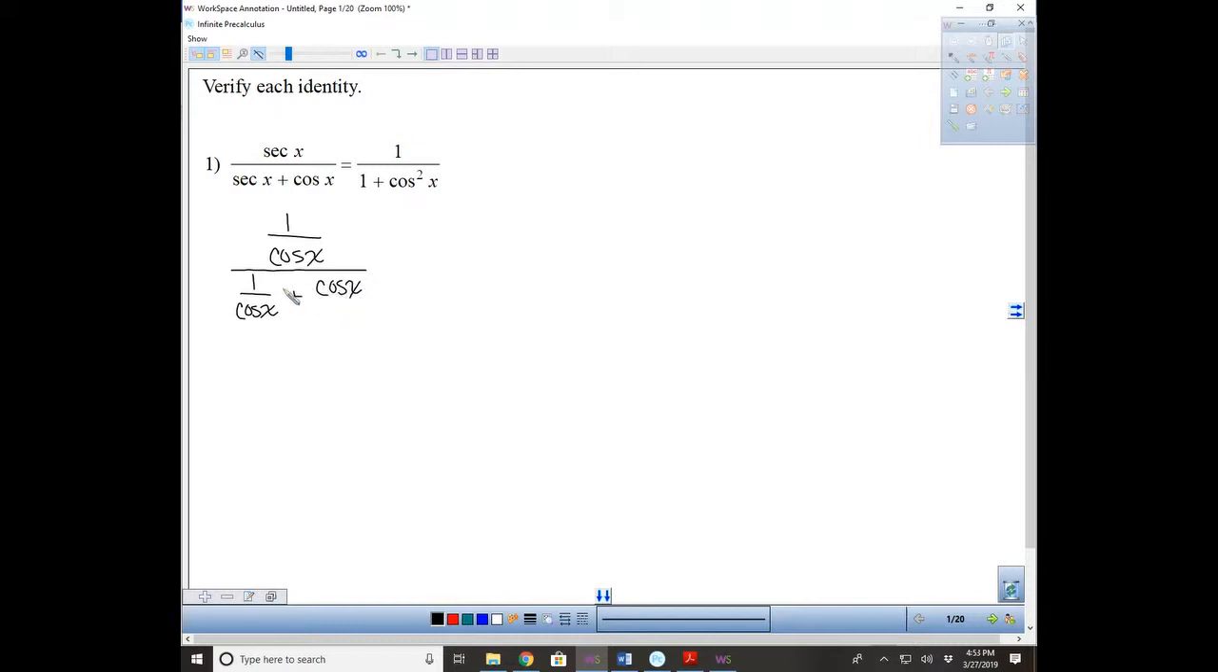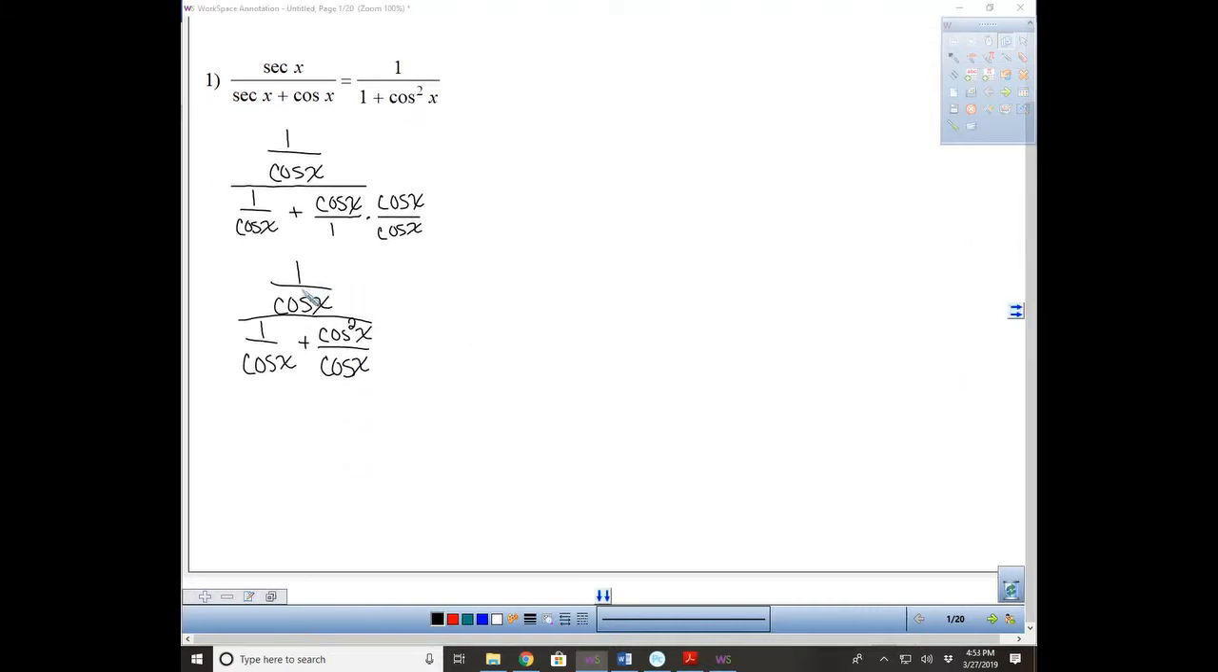But I realize that when I have two separate fractions within a fraction, I'm going to have to get a common denominator. So between these two, the smallest thing that cosine x and 1 go into is cosine x. So I'm going to multiply this side by cosine x. So on top I have 1 over cosine x. On the bottom we have 1 over cosine x plus cosine squared x over cosine.